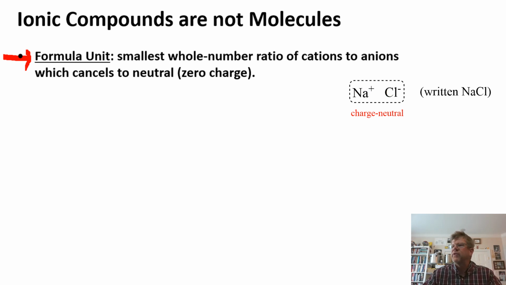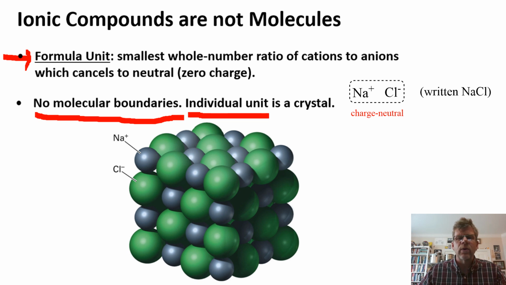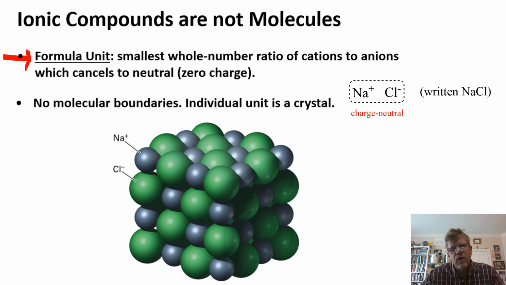And the answer to this emerges when we look at a NaCl crystal. Here's an example. Now, I'm making the statement that there are no molecular boundaries on an ionic crystal. The entire crystal is the individual unit. Indeed, it is the entire molecule if we were to call it that. So bear with me here. In this drawing, we have these purple spheres that are given as sodium cations, and these green spheres, which are given as chlorine anions.